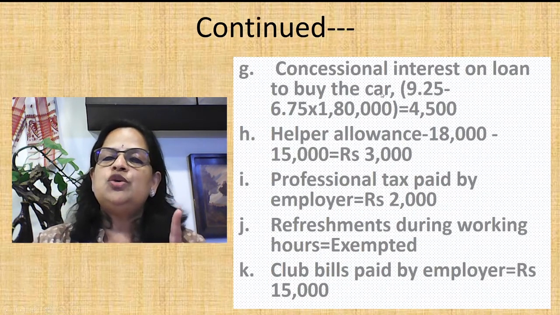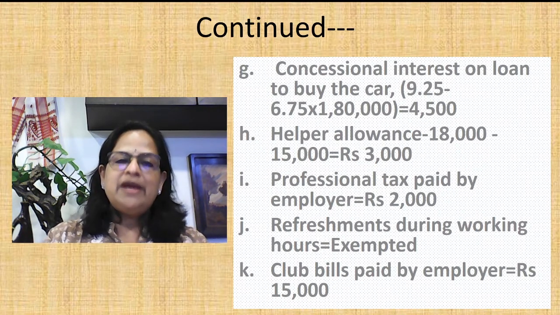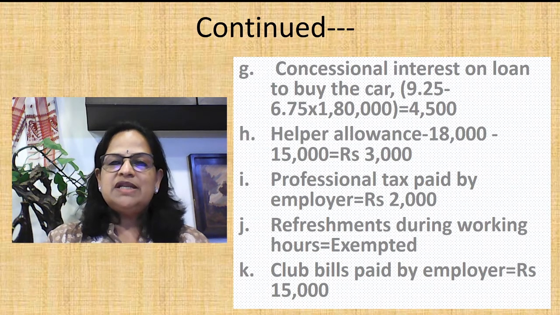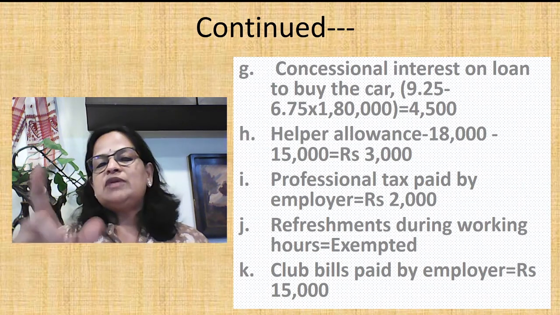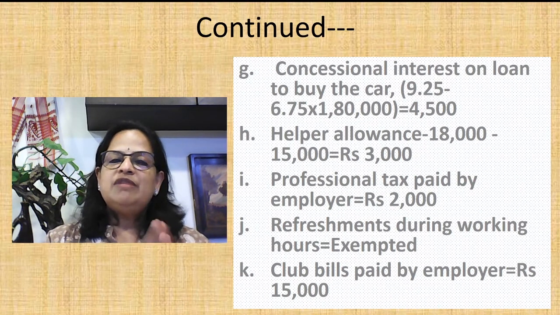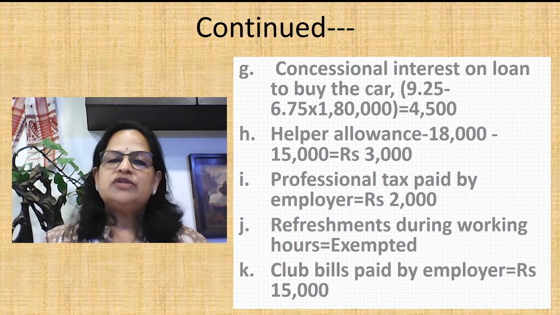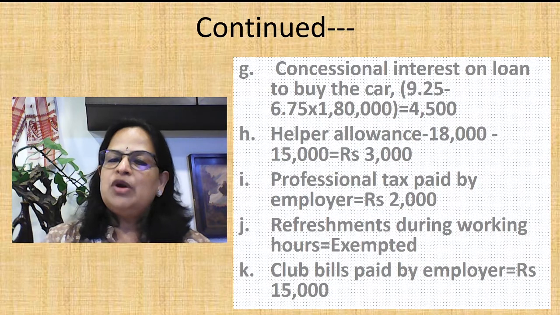Concessional interest on loan to buy the car. I told you 9.25% is the rate charged by SBI. He is getting at 6.75%. So the difference, 4,000 into 1,80,000. So 4,500 will be taxable. Helper allowance, I told you 18,000 he got, 15,000 he had spent. Balance will be taxable. Professional tax paid by employer, 2,000.